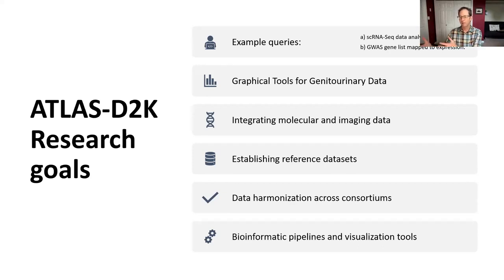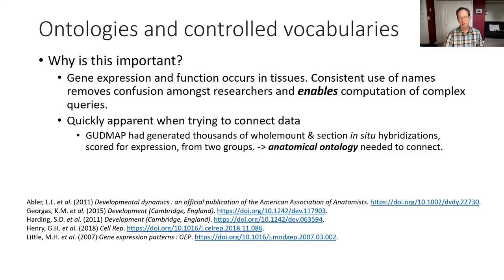If I have quantitative RNA-seq and I want to get to where it's expressed, for example, we mean spatial transcriptomics is still coming up, but we have a lot of historical expression patterns that are useful. Reference data sets. This is a big thing. We've done a lot of this in mouse and we're doing more in human, and then data harmonization across consortiums. Next slide, please.